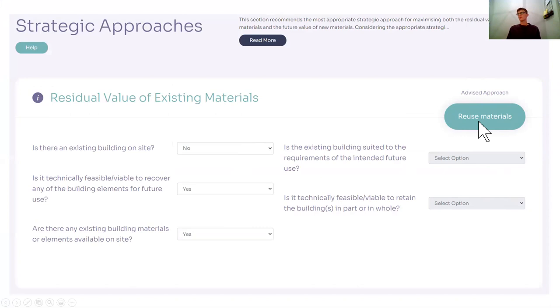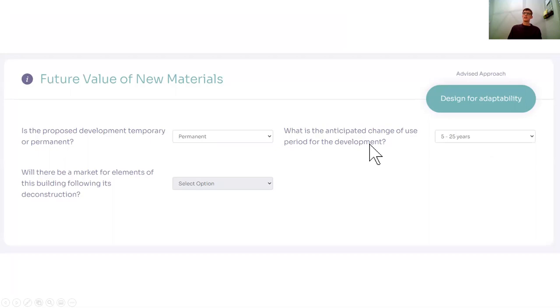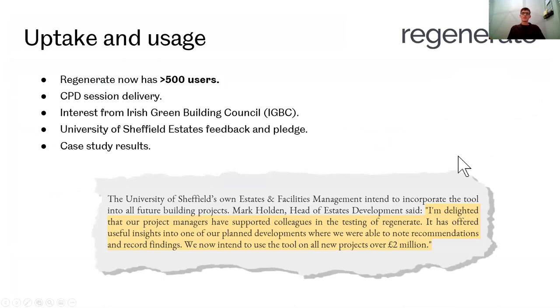And if we look at the future value of new materials, it's looking at the permanency of the structure. So if it's temporary, is there a market for elements following its deconstruction? If it's permanent, how long do you expect the building to be used for? And from that, you get an advised approach on what you should be focusing on in your project. So that was a bit of a whistle-stop tour of the main features of Regenerate. I hope that's made sense, but I'll pass back over to Charles now to finish up.